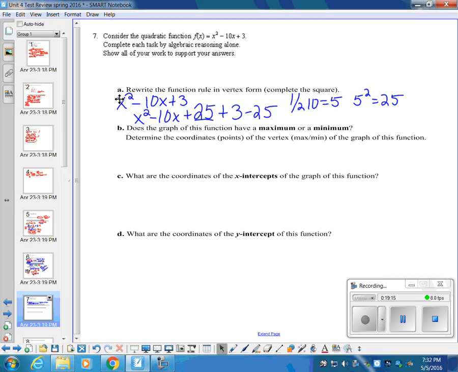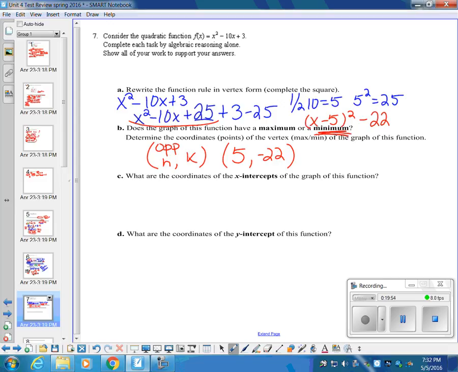Okay, now, when you factor that, the x squared minus 10x plus 25, to get it back to vertex form, you get x minus 5 squared minus 22. 3 minus 25 is negative 22. Again, it's positive, so we have a minimum. And the vertex is opposite of h and k. So we got 5 and negative 22.